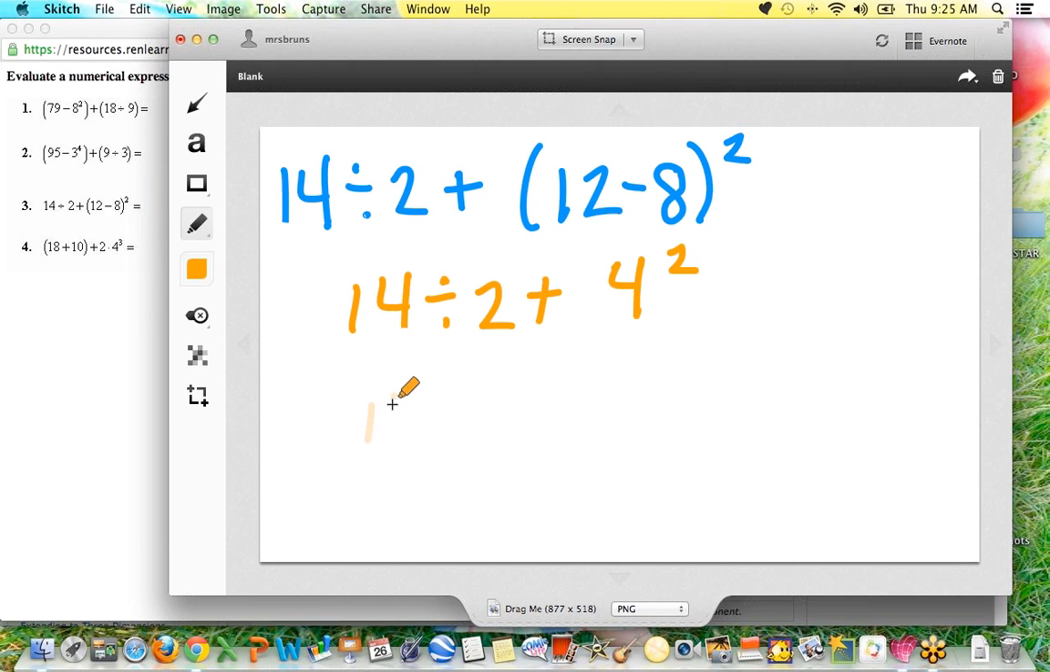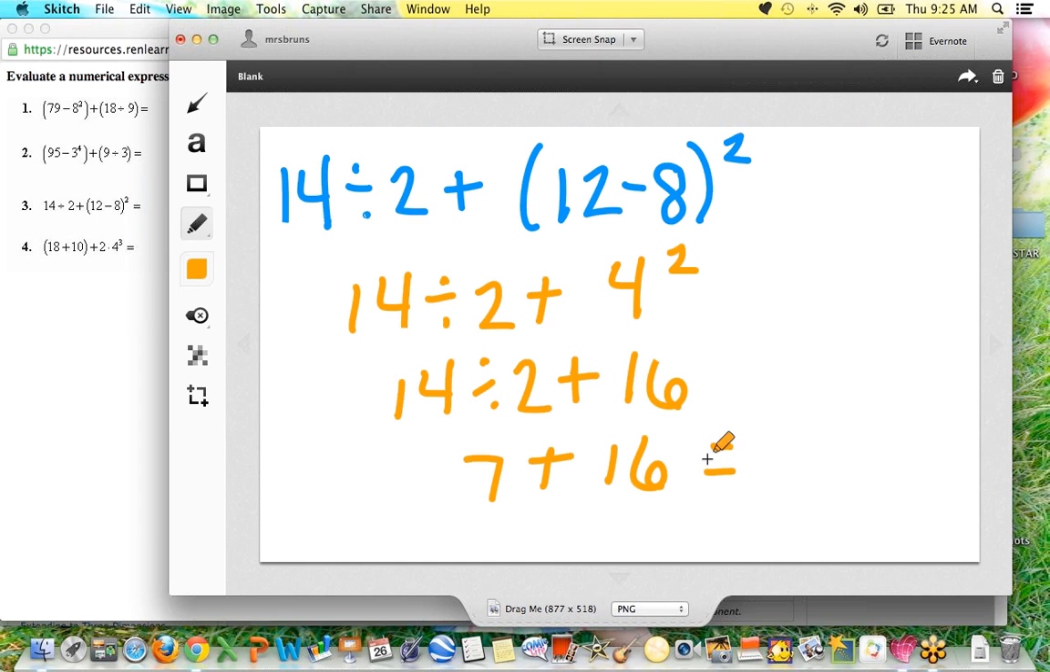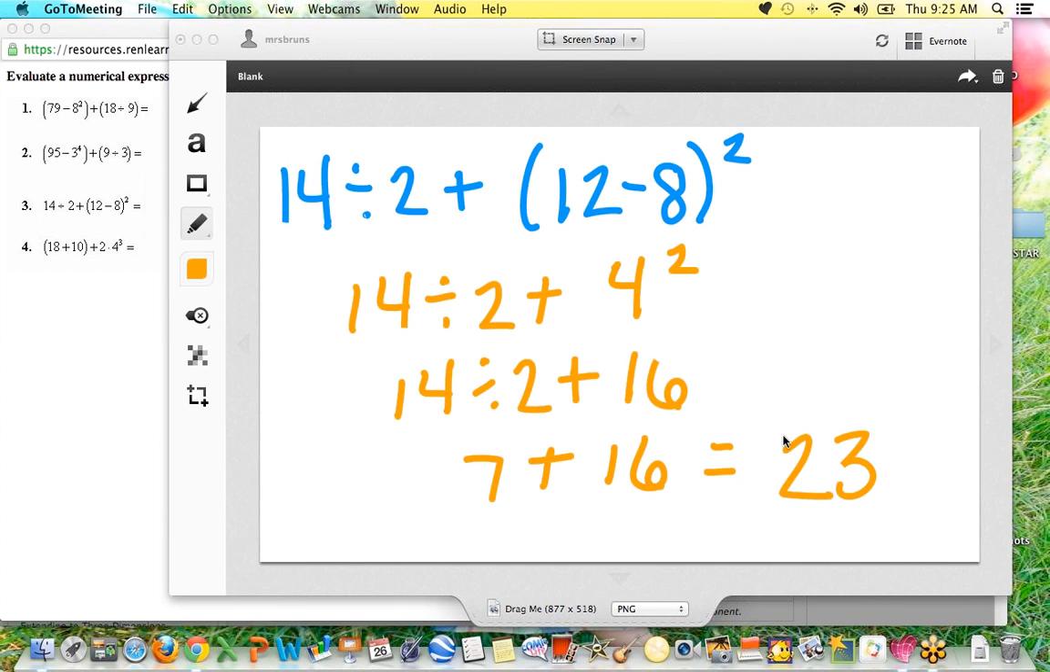So let me rewrite it. So now my equation is 14 divided by 2 plus 16. Well, we have to do division first. It just works out that it's working left to right anyway. But what's 14 divided by 2? Well, that's easy. 7 plus 16. And so what's my final answer? 23. Yay! Let me see a happy face in the chat if you're doing okay. This is making sense.